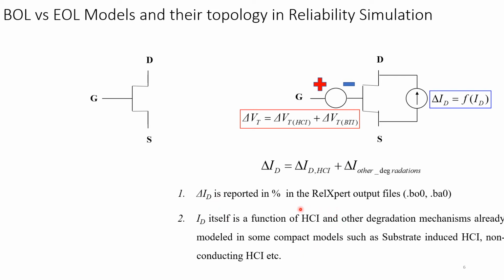Another important thing is that this delta ID, for example, in RelExpert simulation, is reported in percent, and that percent output, which is generally reported in the .bo0 or .ba0 file in the Cadence environment, you can also use to create your own sub-circuit models based on your theory or your particular inclination to model this phenomenon.